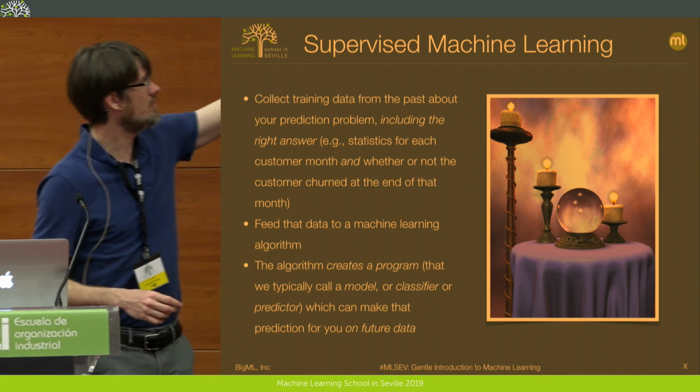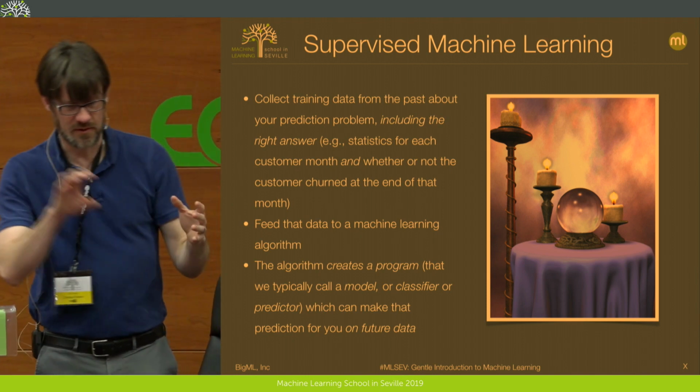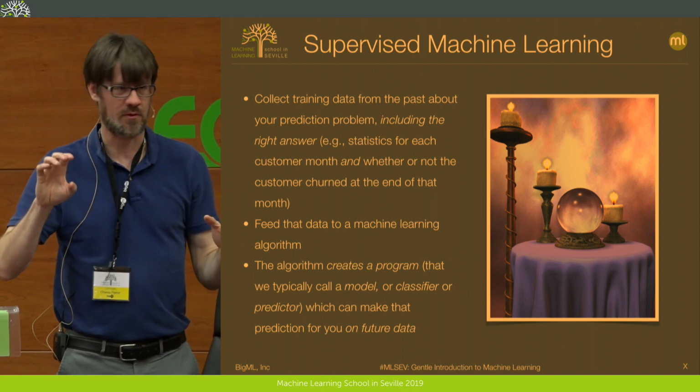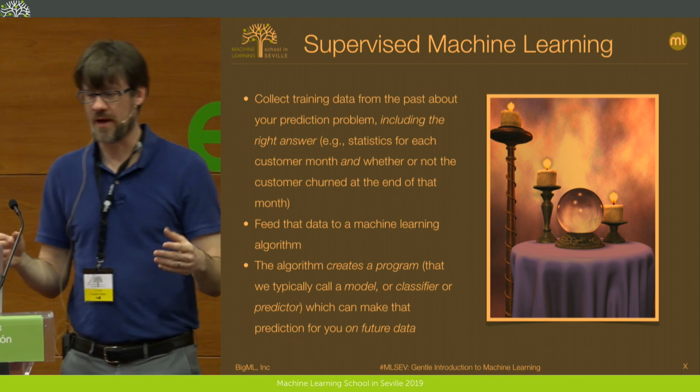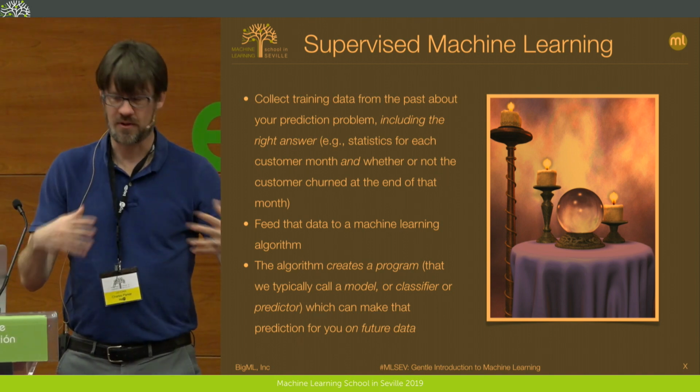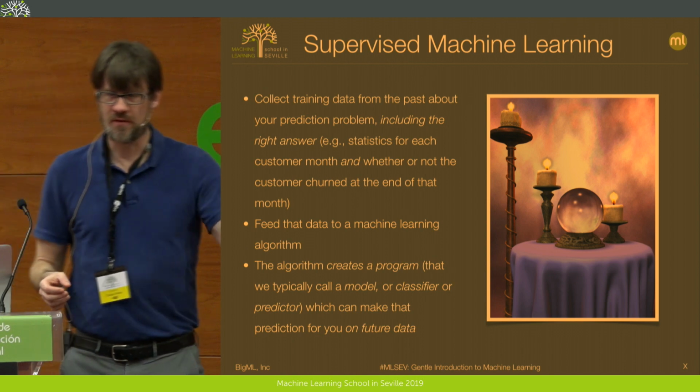And we're going to feed that into a machine learning algorithm. The algorithm is going to look at the data. It's going to look at the right answers associated with those previous rows in the data. And it's going to use that to create a computer program that we usually call a model or a classifier, but it's basically a computer program that will make that prediction for you on future data.